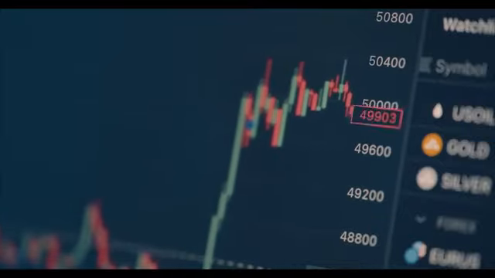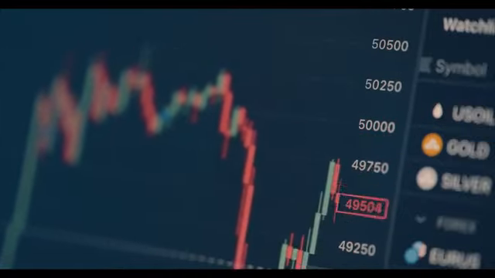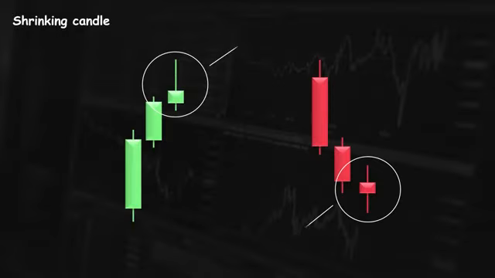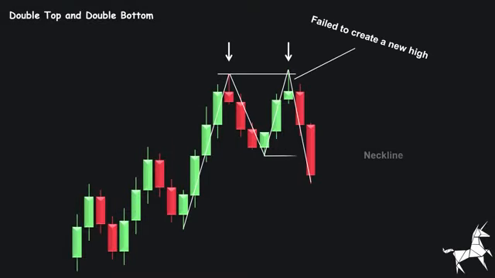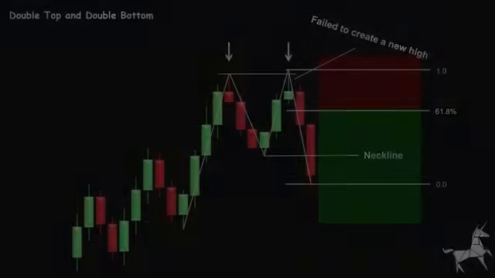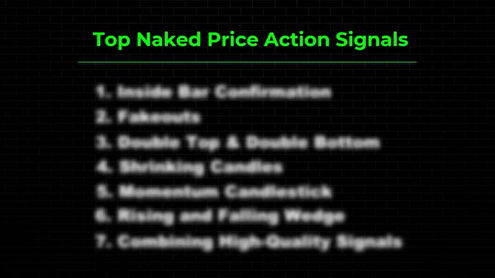Naked price action allows traders to focus on the only thing that really matters, the price. In this video, we have gathered some of the most fundamental price action signals and techniques that are incredibly useful. No matter what your trading strategy is, these methods will help you make better decisions and improve your trading performance. Today, we will show you how to identify these patterns on the chart, explain the psychology behind them, and demonstrate how to use them to make well-informed trading decisions.